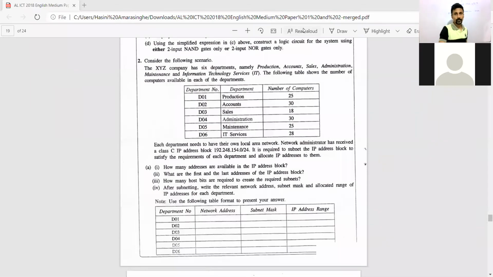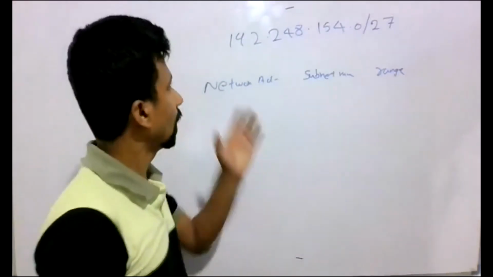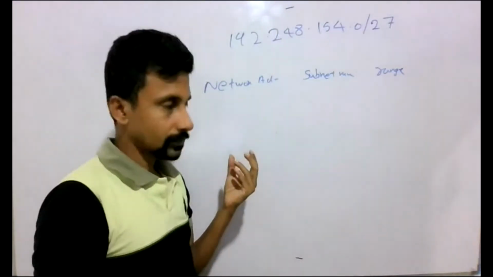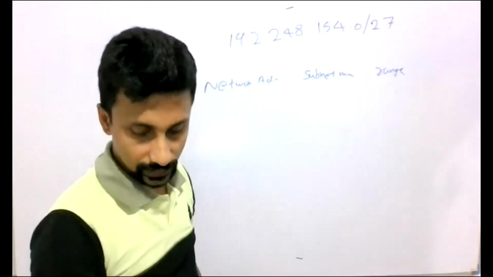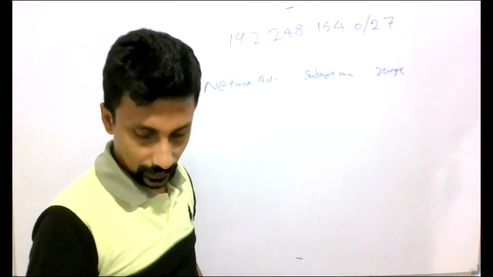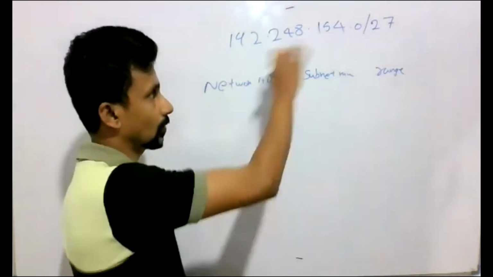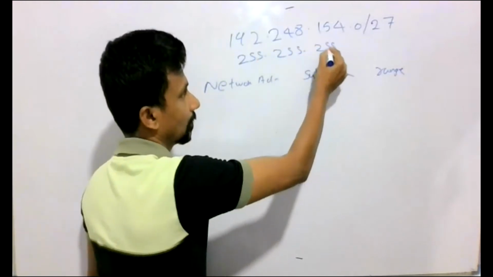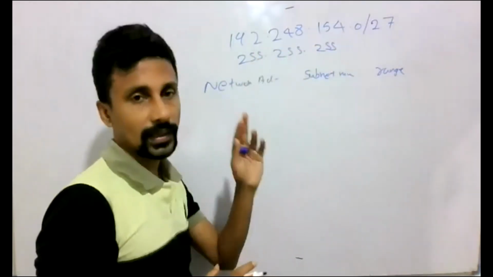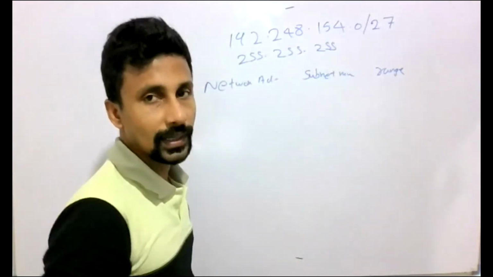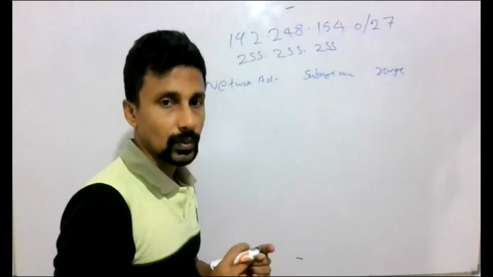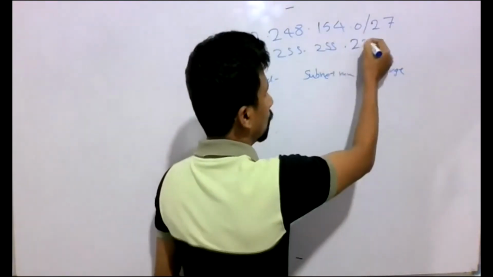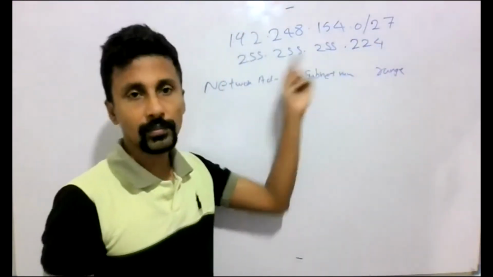Okay, the IP address is given. First we have to find the subnet mask. For 27 bits, 255.255.255 means you have taken 24 bits, and we have taken 3 more. Taking 3 more bits means 128 plus 64 plus 32, which adds up to 224. So this is my mask.